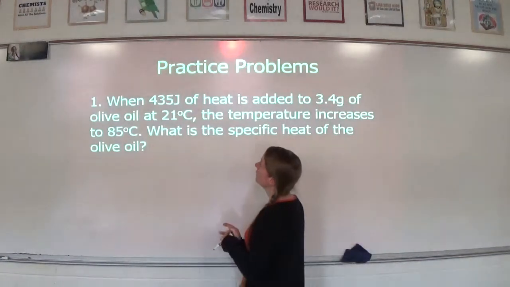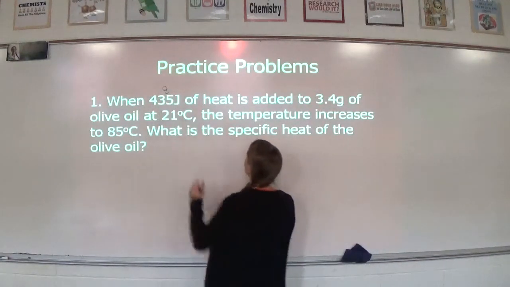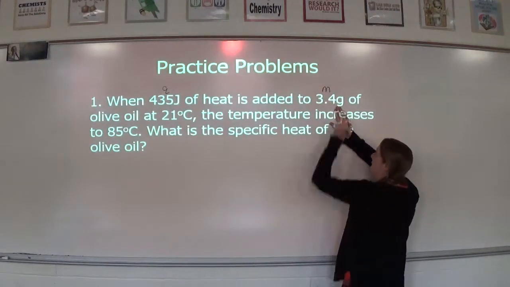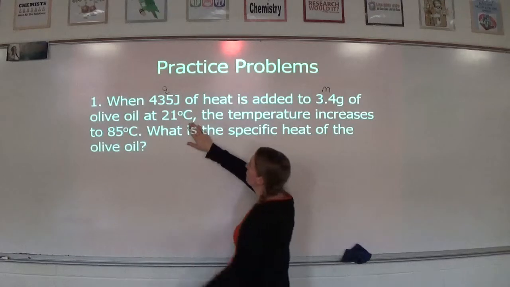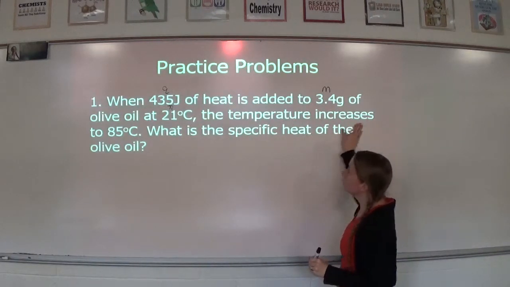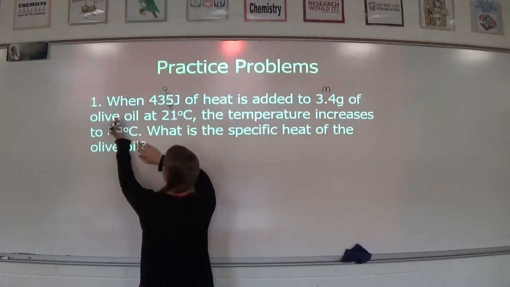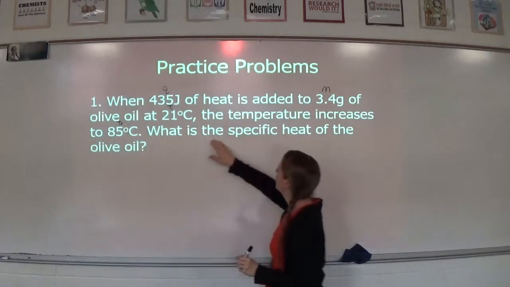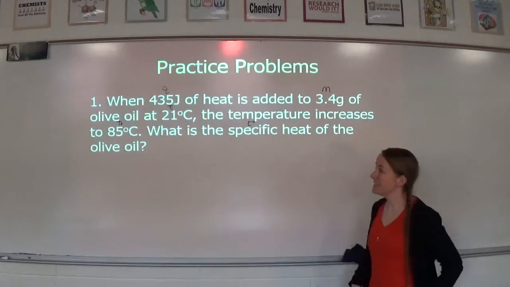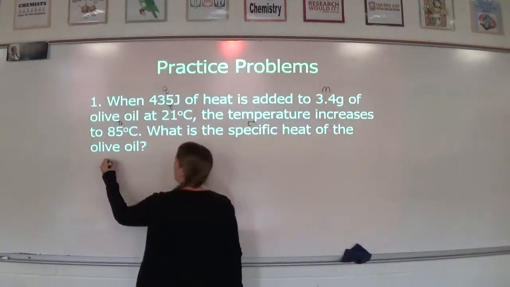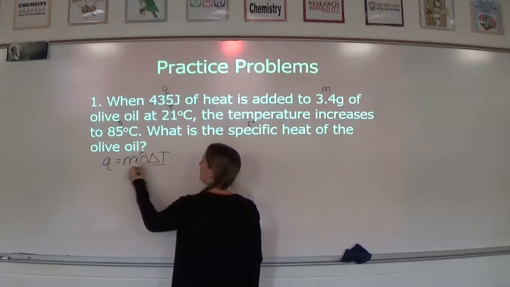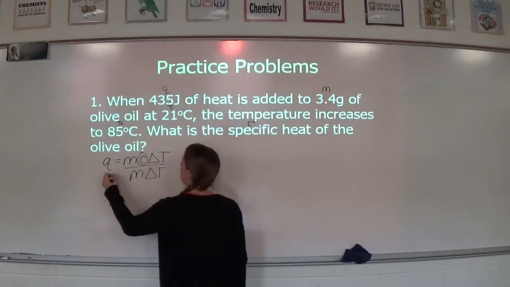When 435 joules of heat, so there's my Q, is added to 3.4 grams, so there's my mass, of olive oil at 21 degrees Celsius, so there's my initial temperature, the temperature increases to 85 degrees Celsius, so there's my final temperature. What is the specific heat of the olive oil? Again, we're looking for C. So I have Q equals MC delta T. I'm looking for C again, so I divide by my M and delta T.